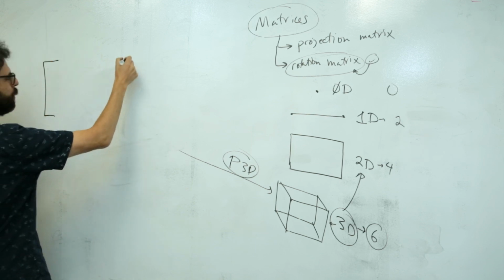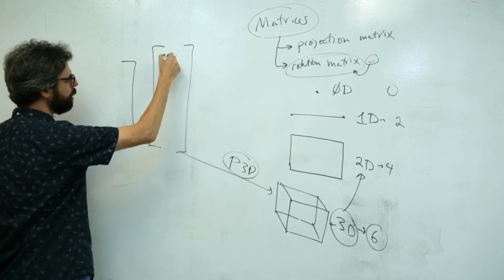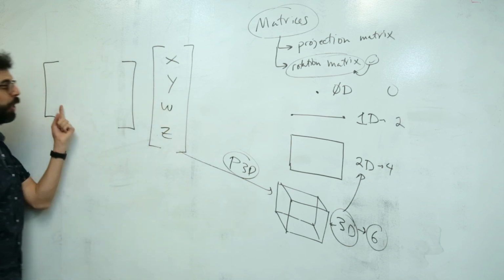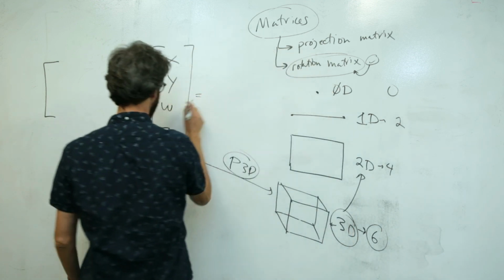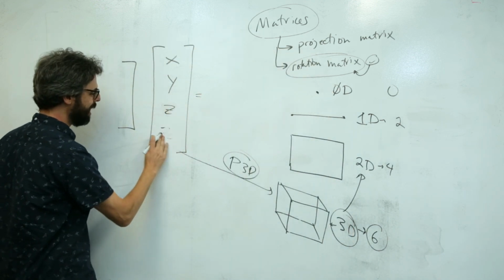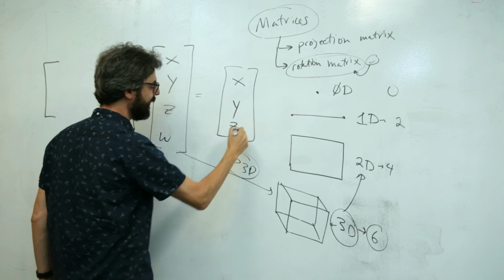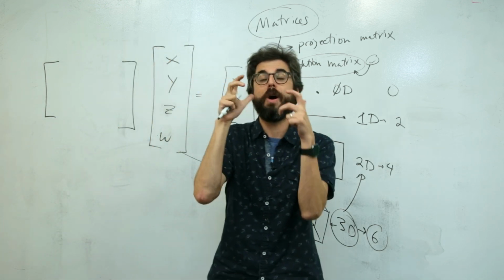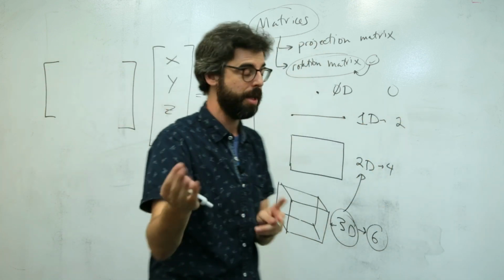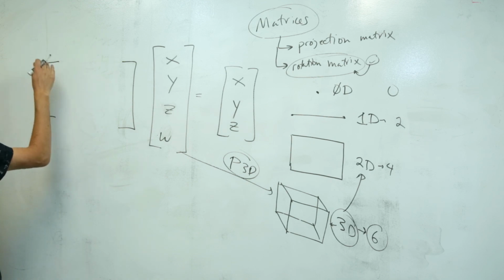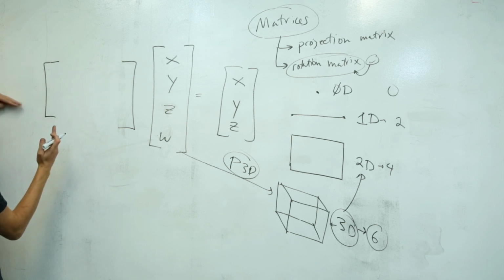I'm going to create a projection matrix for a 4D point. So this is the point x, y, z, w. The projection matrix takes a 4D point and projects it into something that I can draw in 3D, x, y, z. The idea is I want to look at the shadow of the 4D object in 3D, just like I might look at the shadow of a 3D object in 2D. So to do that, I need a matrix that has 4 columns and 3 rows.